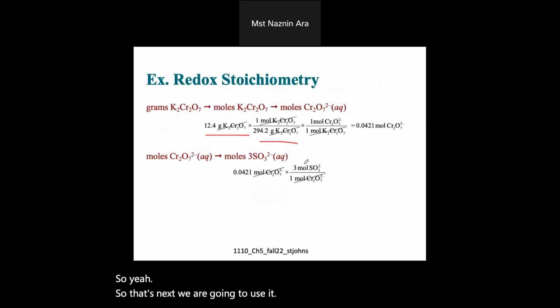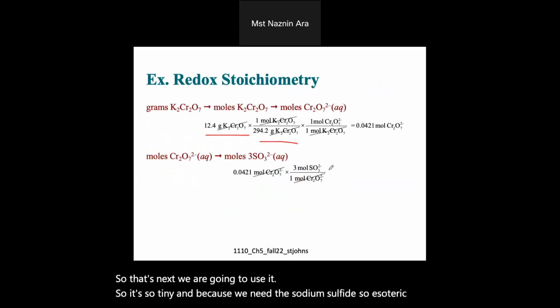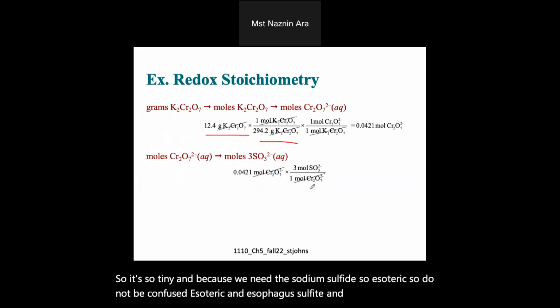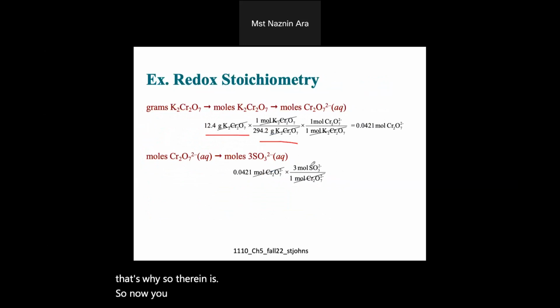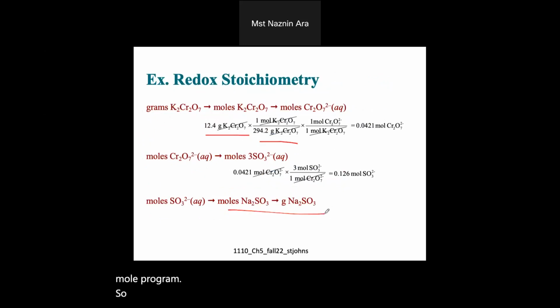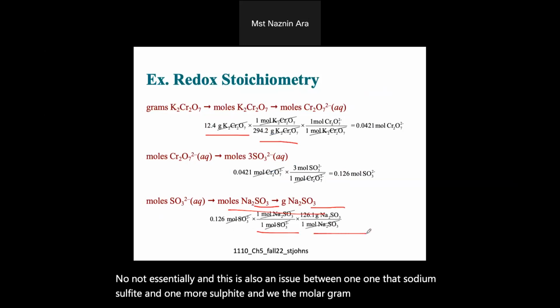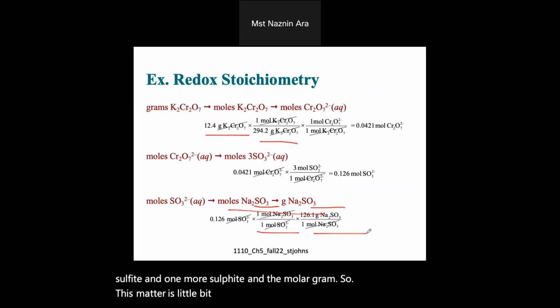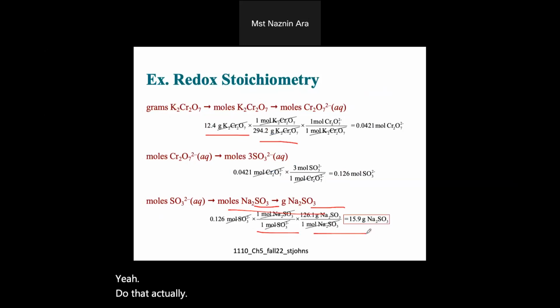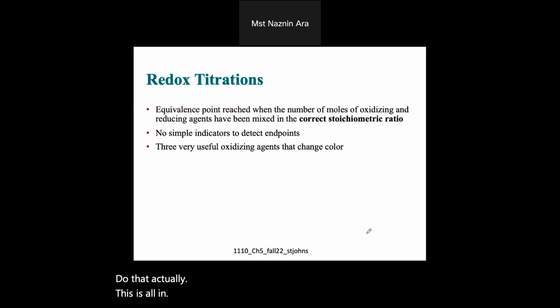Yes, so SO3, because we need the sodium sulfite, so SO3. Do not be confused: SO3 and SO4, sulfite and sulfate. Now we have moles, and if we have moles, we can easily calculate mole to gram. So finally, mole to gram. Moles of SO3, and this is also the ratio between 1 mole sodium sulfite and 1 mole sulfite ion, and we know the molar mass, so we will find it. This math is a little bit lengthy, but we can do that. This is our answer.